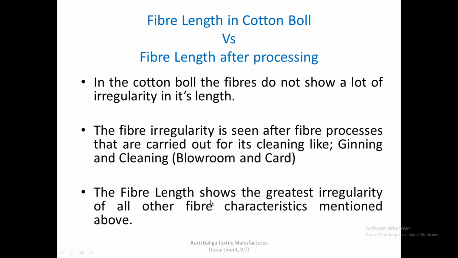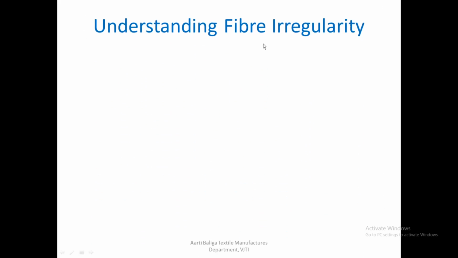The fiber length shows the greatest irregularity of all other fiber characteristics mentioned above. So fiber length, again, is the most difficult fiber property. It also shows the greatest irregularity. The non-uniformity of the fiber length poses a lot of problems during processing. So how do we understand, or how do we measure fiber irregularity?